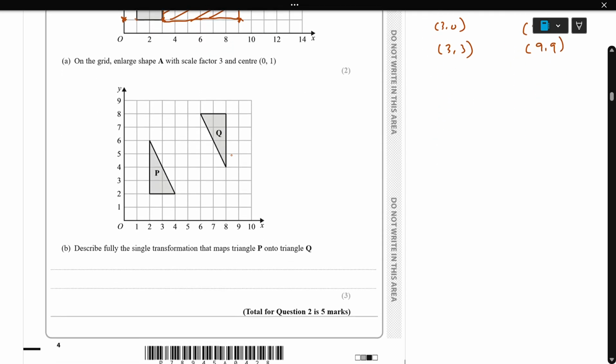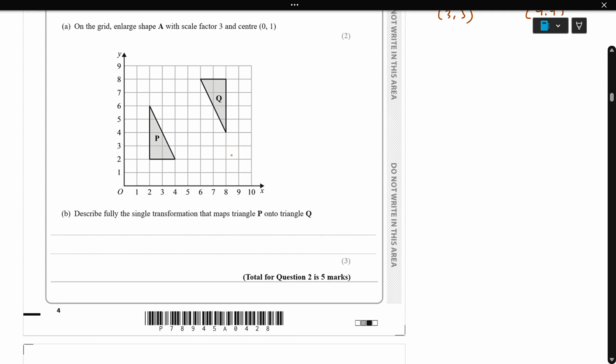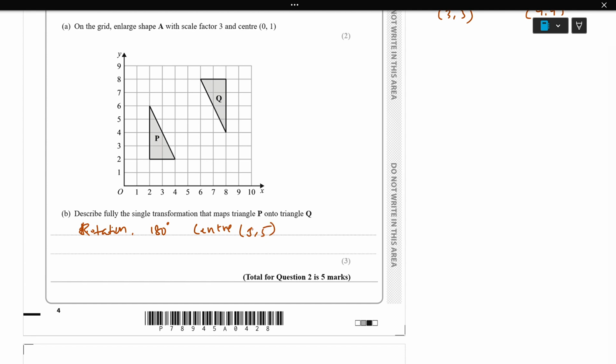Okay, so the next one: describe fully a single transformation that maps triangle P onto triangle Q. So P to Q, use tracing paper, draw the line. Then the answer we get, the first thing you have to write, is rotation. When you use tracing paper we get 180 degrees, and whether it's clockwise or anti-clockwise, both are the same. Next, with the center, we'll get (5, 5).